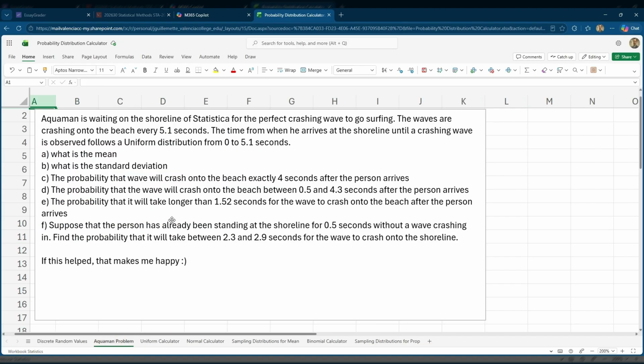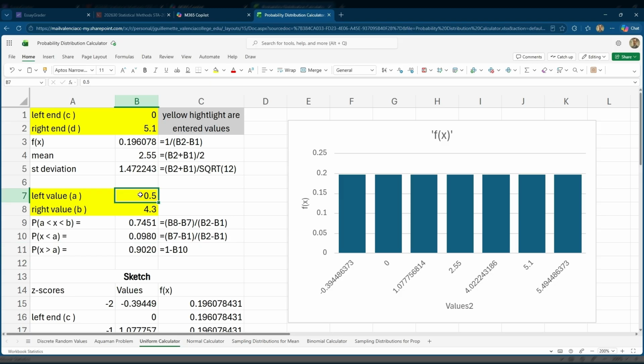All right. Now, what if you want the probability that it will take longer than 1.5 seconds for the wave to crash after the person arrives? Now, I'm going to put the 1.5 here. Okay, I'm going to leave this one alone. The reason I'm putting the 1.5 here is because this is my A value. And down here, under the between, I have my less than A and my greater than A. So what's the probability that X is going to be greater than A, the 1.5 seconds? And so that's going to be 0.7059.